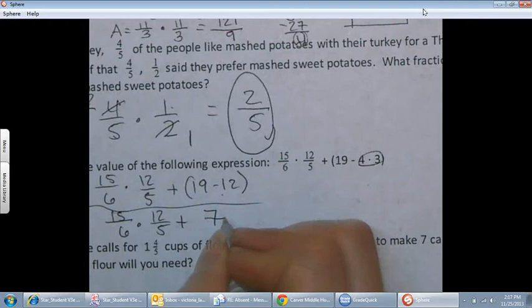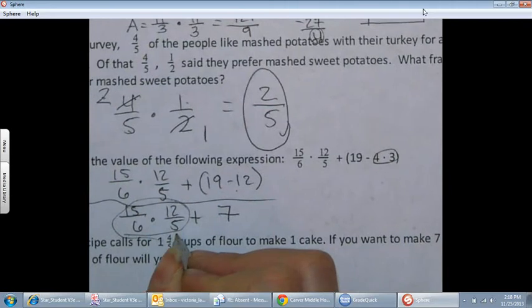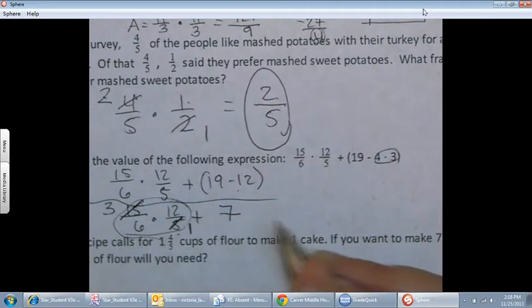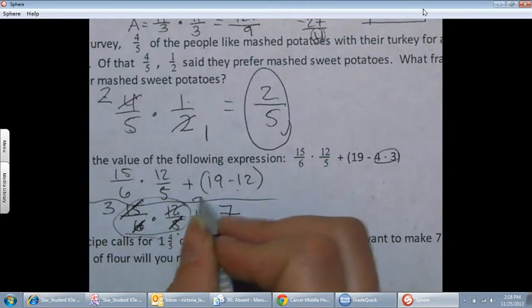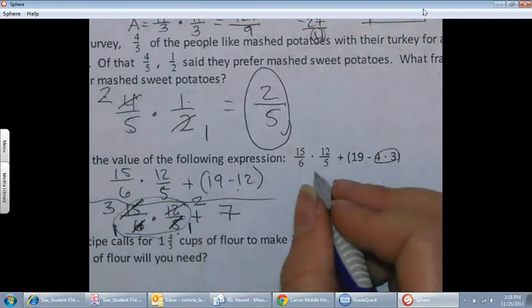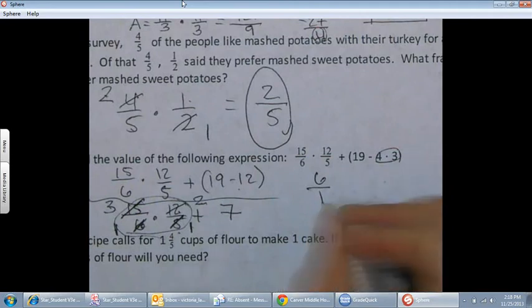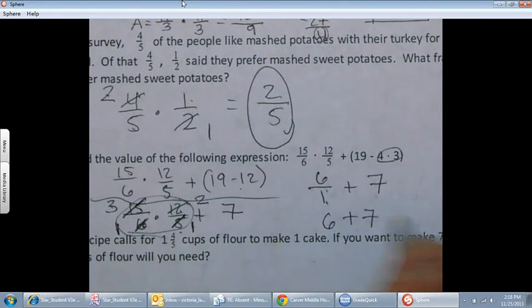Well, now, this is multiplication. We're multiplying these things together. So that's what's going to come next. 15 and 5, do they have anything in common? They do, 5. So 5 divided by 5 is 1. 15 divided by 5 is 3. 6 and 12, do they have anything in common? They do, it's 6. So that becomes a 2, and this becomes a 1. So 3 times 2 is 6. 1 is 1 plus 7. Well, 6 over 1 is the same thing as 6. So 6 plus 7 will give me 13 as my final answer.